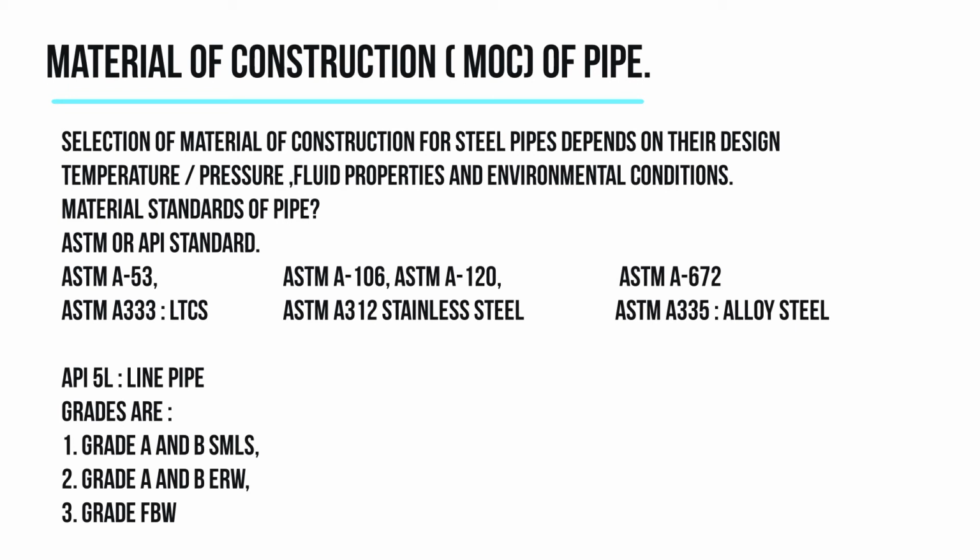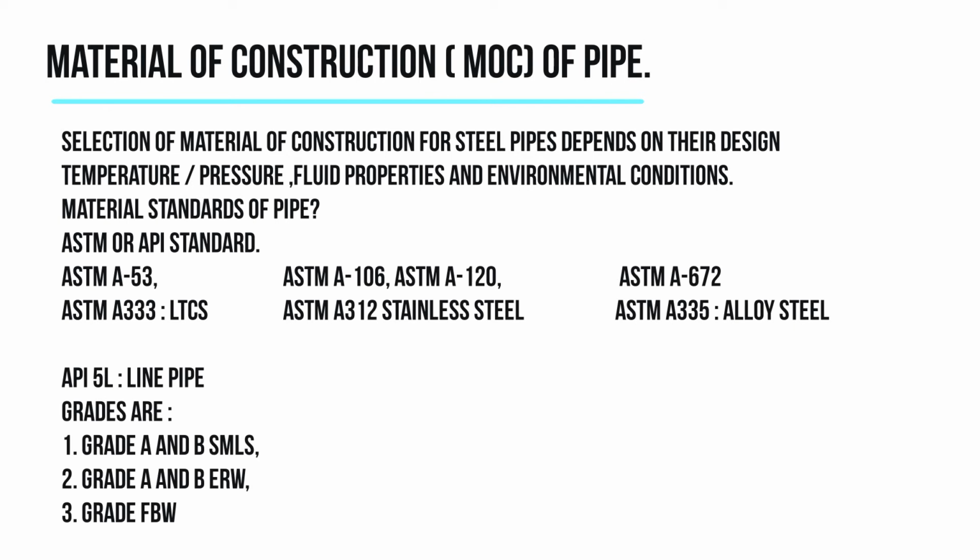ASTM A312 stainless steel. For cryogenic temperature, it is up to -100 degrees centigrade. It covers grades 304, 304L, 316, 316L. And for elevated temperature, 630 degrees is the maximum temperature it can bear. So this is the stainless steel temperature range. Then ASTM A333, that is low temperature carbon steel. It is used for an operating temperature range from -15 degrees centigrade to -100 degrees centigrade. Both seamless and welded pipes are available.